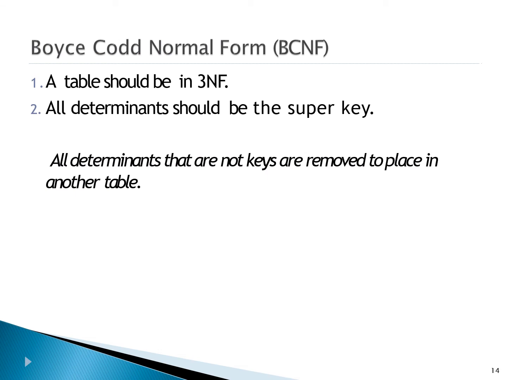For a table to be in BCNF, the following rules are required. First, a table should be in 3NF and all determinants should be a super key. A determinant is basically the left hand side attribute in the functional dependency. If we get any determinant which is not a super key, we need to remove it from the table.